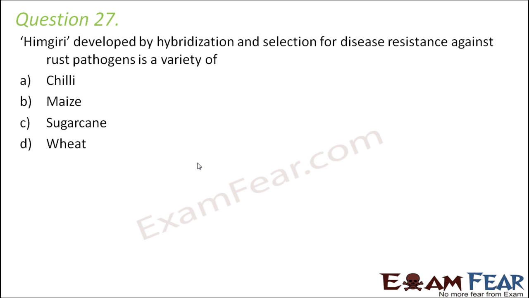Question number 27. Hemgiri, developed by hybridization and selection for disease resistance against rust pathogens, is a variety of chili, maize, sugarcane or wheat. As we all know, Hemgiri is a hybrid variety of wheat, and this is a disease resistant variety of wheat. It is resistant to diseases like hill bunt, leaf and stripe rust. So this is a better hybrid variety of wheat.